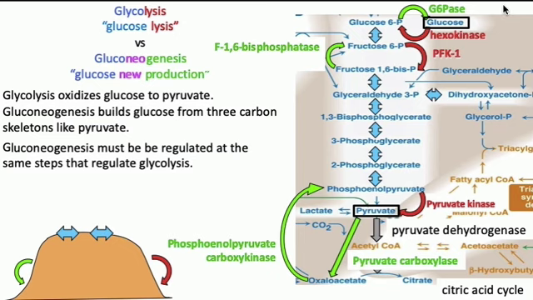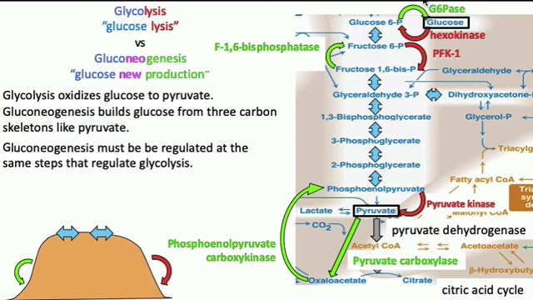Hopefully you remember that we get a net of 2 ATP per glycolysis. Hexokinase costs 1, phosphofructokinase costs 1, phosphoglycerate kinase and pyruvate kinase each return 2 times 2, so we know there's a net of 2 ATP you get from glycolysis.